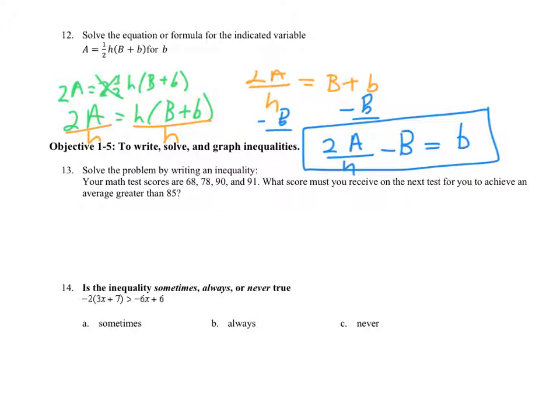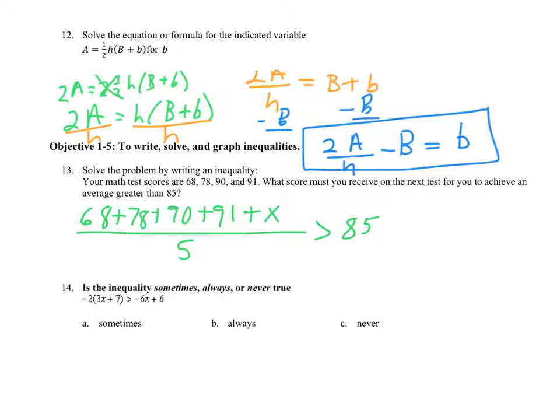Alright, looking at number 13, we've got math scores so far of 68, 78, 90, and 91. The question, what score must you receive on the next test for you to achieve an average greater than 85? Well, so we've got some mystery score that we're going to average in. The mystery score will give us a total of 5 scores. So this is what the average of those 5 scores would look like. Looking for that average to be greater than 85. So we look at solving that inequality. The points so far add up to 327 points.